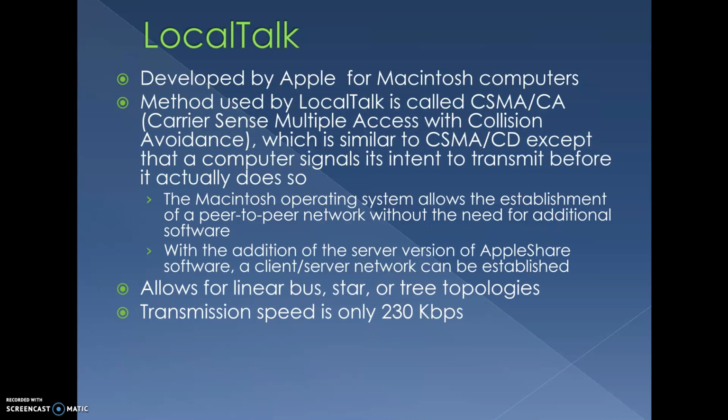LocalTalk was developed by Apple for Macintosh computers. The access method used by LocalTalk is called CSMA/CA, Carrier Sense Multiple Access with Collision Avoidance, which is similar to CSMA/CD, except that a computer signals its intent to transmit before it actually does so. So it sort of announces, hey, I'm about to transmit. The Macintosh operating system allows the establishment of a peer-to-peer network without the need for additional software. With the addition of the server version of AppleShare software, a client-server network can be established. It allows for linear bus, star, or tree topologies, and the transmission speed is only about 230 kilobits per second.